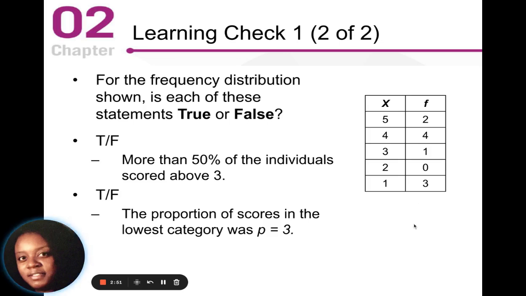Our second learning check is a true-false question. True or false? More than 50% of the individuals scored above 3 in the frequency distribution you see. True or false? The proportion of scores in the lowest category was 3. Take a few moments and look at that distribution to see if you can determine whether these statements are true or false.